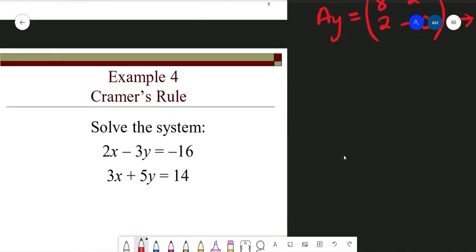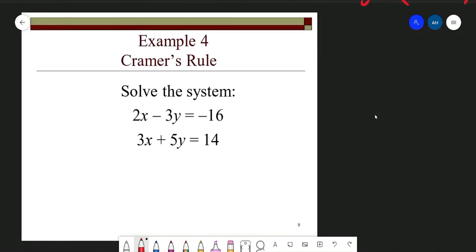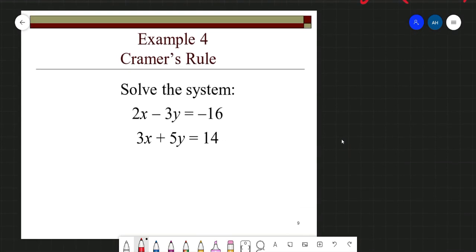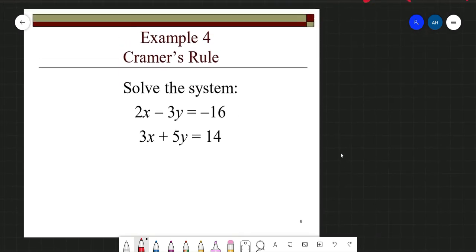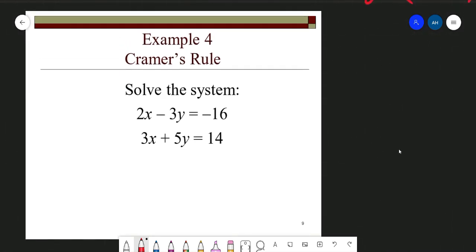Right. Now, let's see this example. In example number 4, we still have a system of linear equations with two equations and two unknowns. Still, we want to use Cramer's rule and see what happens in this example. So we have matrix A. Let's write down matrix A over here. Matrix A is equal to 2, negative 3, and 3, 5.